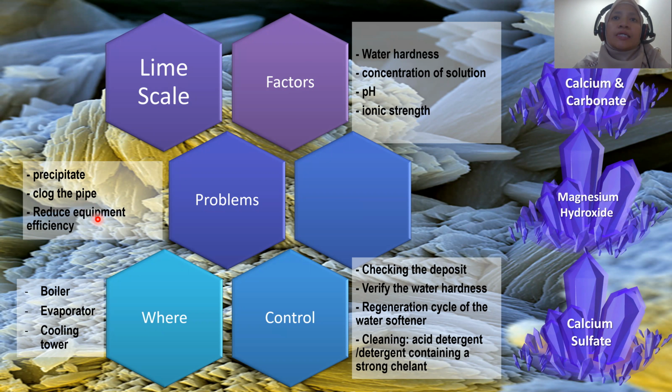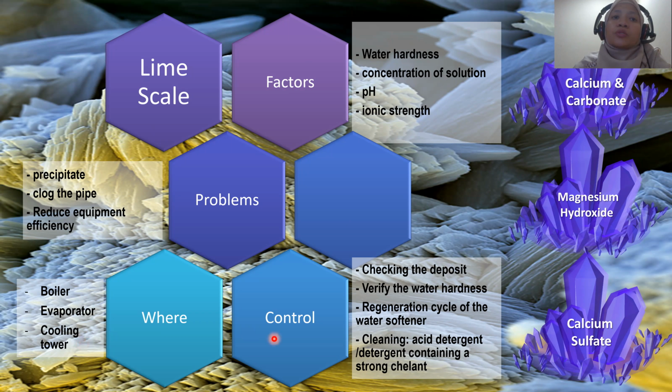Furthermore, limescale can reduce the lifetime of equipment, raise the cost of heating the water for cleaning, and lower the efficiency of heat transfer if proper control is not done. And limescale is generally found in evaporator, boiler, and cooling tower or cooling power plant.